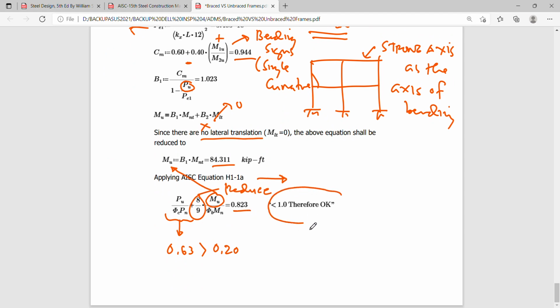Therefore, my sectional design is okay, using the interaction equation formula based on the concepts we have developed together with the limitations provided by the AISC code that you have learned in the previous lecture.